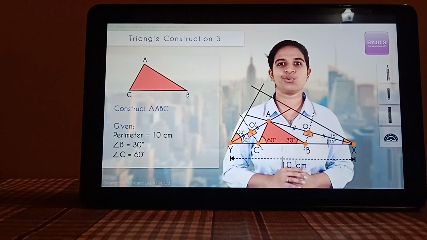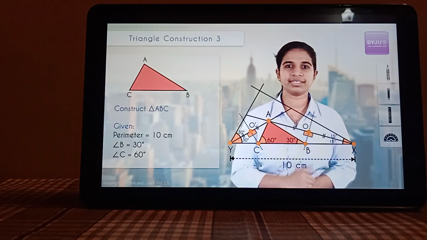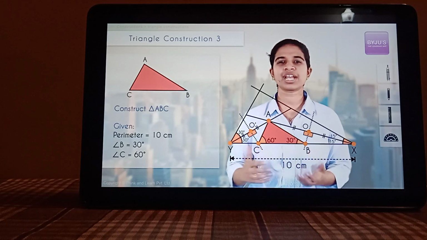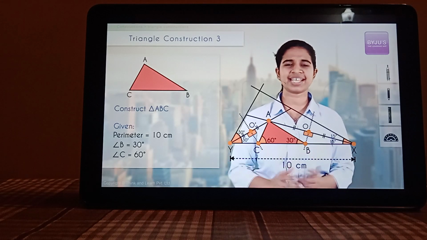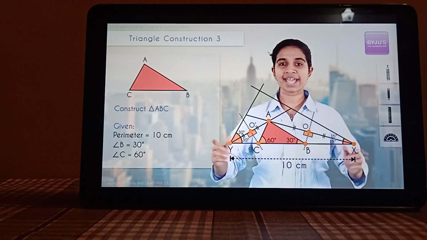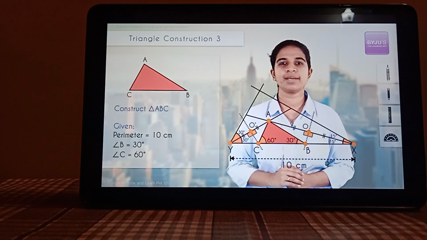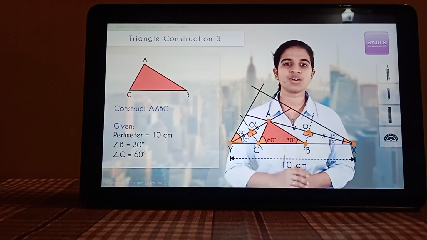So how do we get this? Why is this correct? Same thing, we are again going to use congruency. All constructions we are able to prove just using congruency, right? Same is the case here. So why? Let's first start. Two things we have to see, right? Why are these angles equal and why is the perimeter 10 centimeters? Let's start with the perimeter.